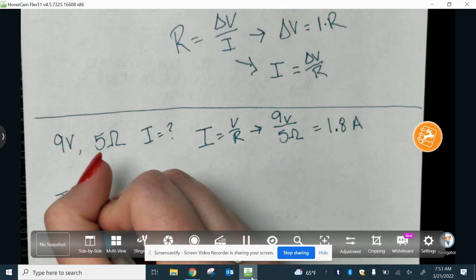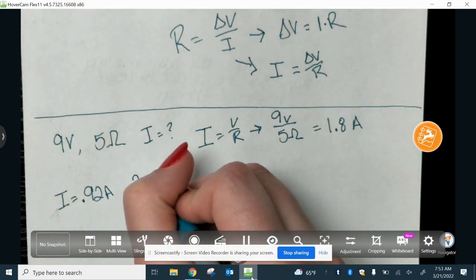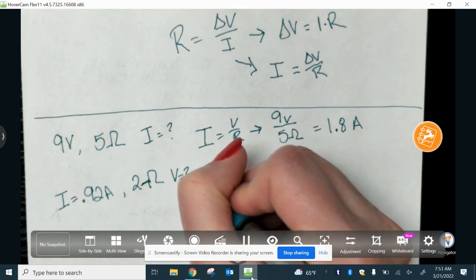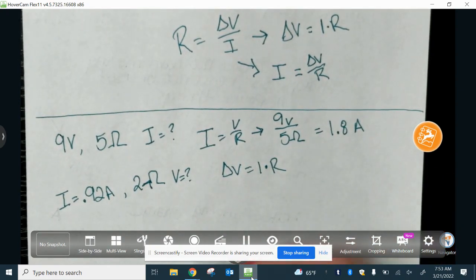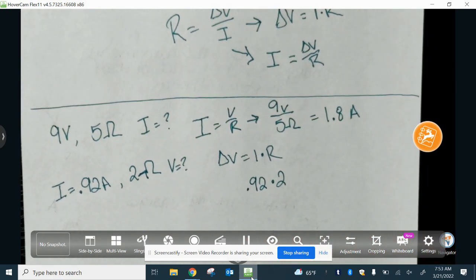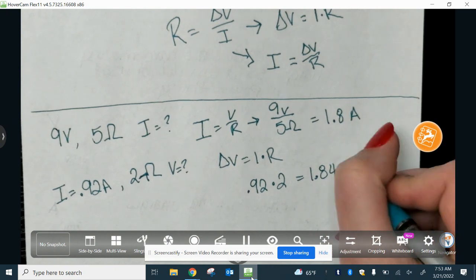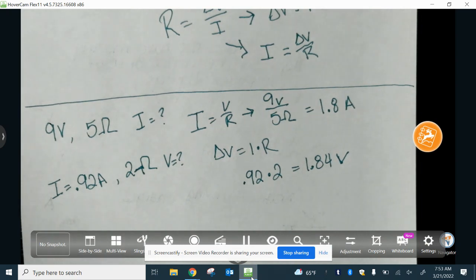Super simple. If instead I had a current of 0.92 amps and a 2-ohm resistor, what's my voltage? To solve for my potential difference, delta V is equal to I times R, which would just be 0.92 times 2, which would be 1.84. Any questions about this? It's pretty simple, pretty straightforward so far.